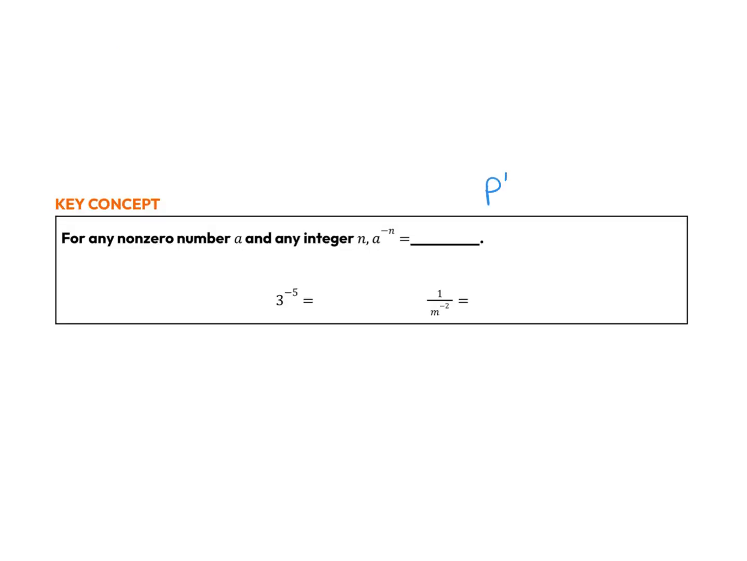We will sum this up on the bottom of page 16. So for any non-zero number a and any integer n, a to the negative n is equal to 1 divided by a to the positive n. So 3 to the negative 5th is equal to 1 divided by 3 to the 5th. And 1 divided by m to the negative 2nd power is equal to m to the 2nd power over 1, which is just m to the 2nd power.